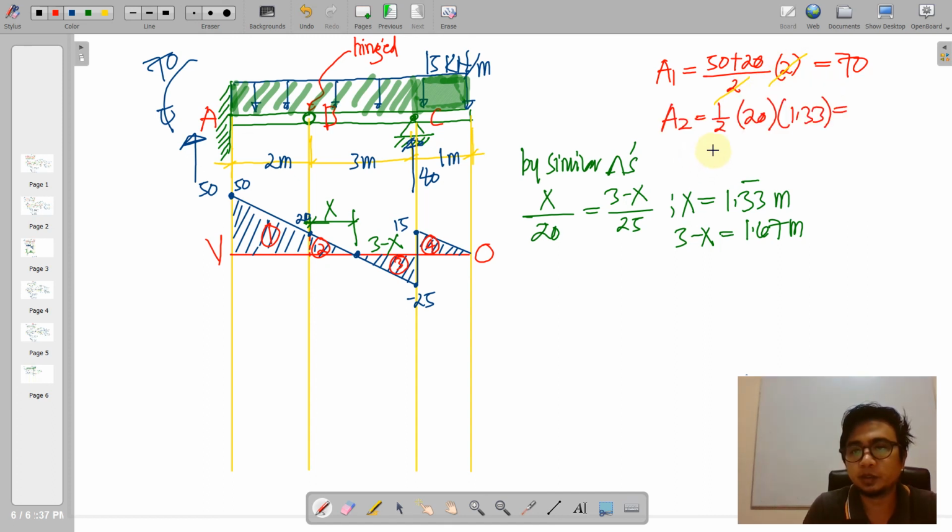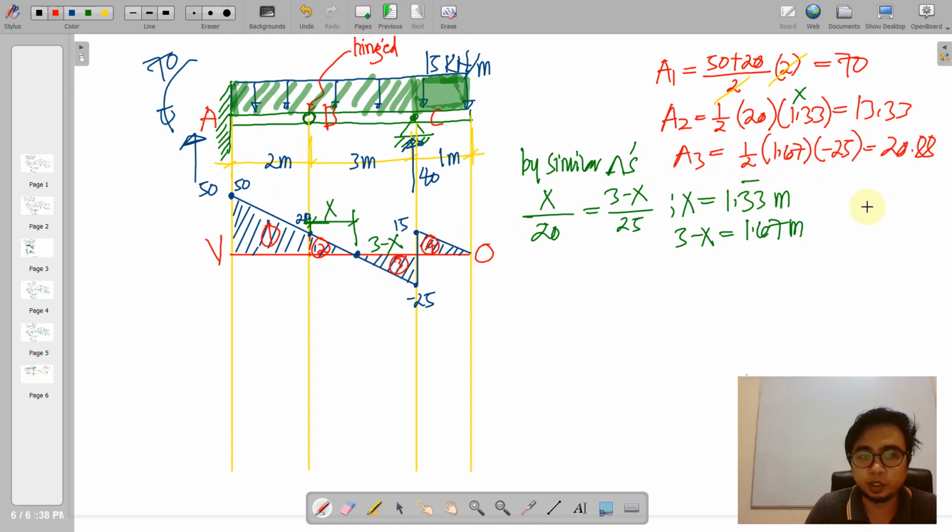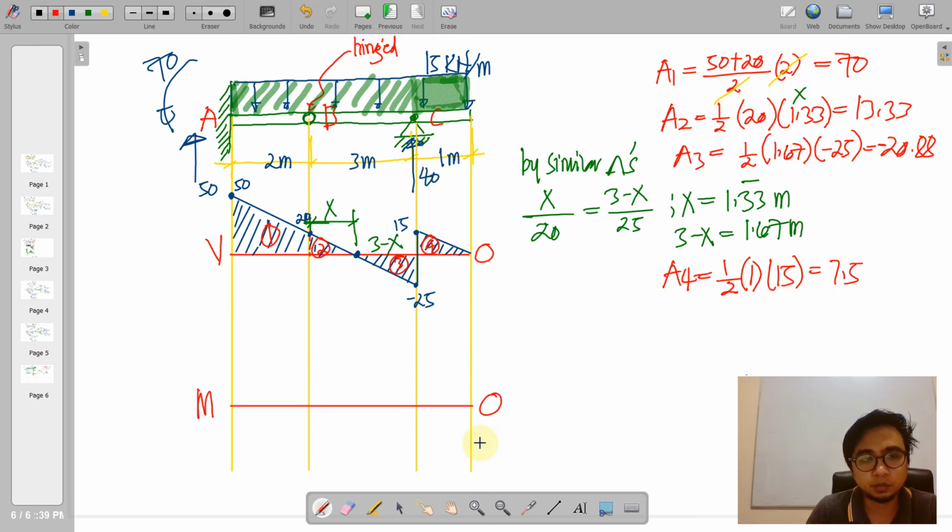So area 2 is a triangular one, 1/2 base times height. Height is the x. So we'll yield 13.33. And then for the negative area 3, we have equivalent to 20.88. And note that this is negative. And then for area 4, which is 1/2 base times height. We now proceed to the moment line.